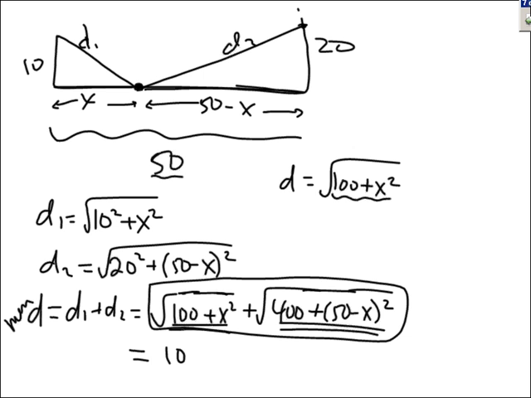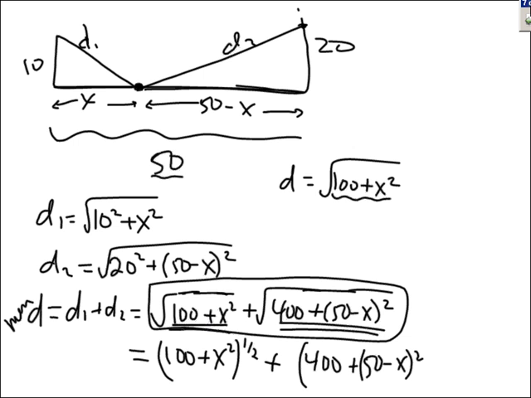Which means we're going to have a mess here. This is (100 plus x squared) to the half, getting prepared to take the derivative, plus 400. Now, you can square the 50 minus x and get it a little bit nicer. And now this is to the half. You're going to have a mess taking the derivative of this and setting it equal to 0 and possibly finding the second derivative. Don't do that.